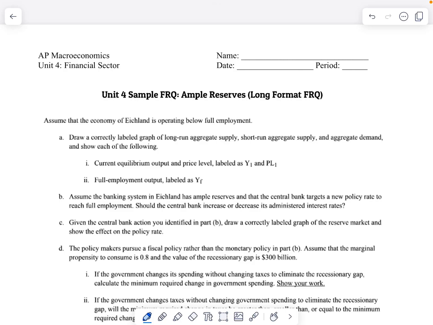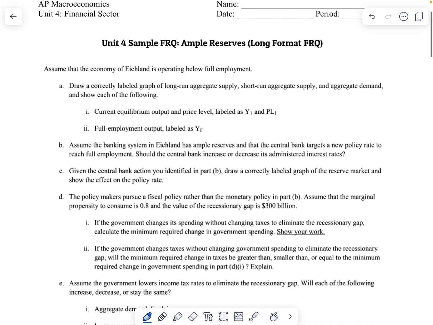Okay, this is a video to go over the sample FRQ from Unit 4 that reflects the ample reserves market. So this is the question. It says, assume that the economy of Eichland is operating below full employment. Draw a correctly labeled graph of long-run aggregate supply, short-run aggregate supply, and aggregate demand, and show each of the following. Then we have to show the current equilibrium labeled as Y1 and PL1 and full employment as YF.